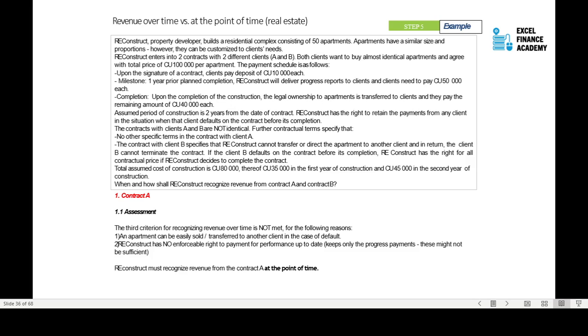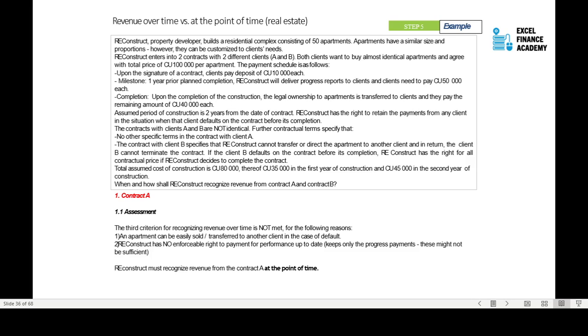So it's selling two contracts, to client A and B. The total price is $100,000. At the time of contract they are paying $10,000, and after that there are two milestones where they will be paying 50,000 and 40,000: milestone 1 and milestone 2, which is the completion.